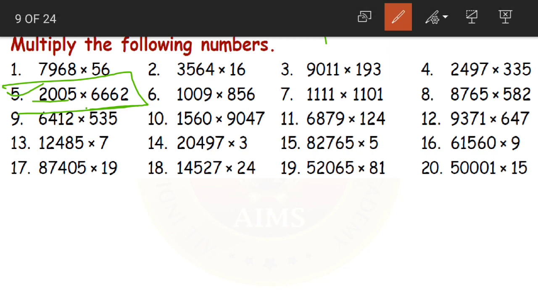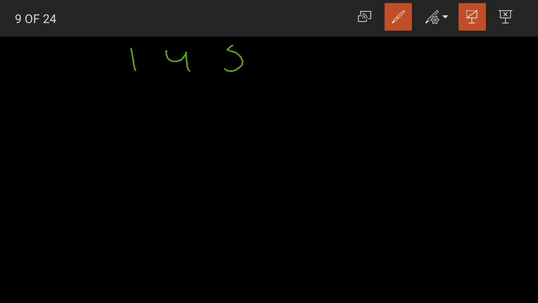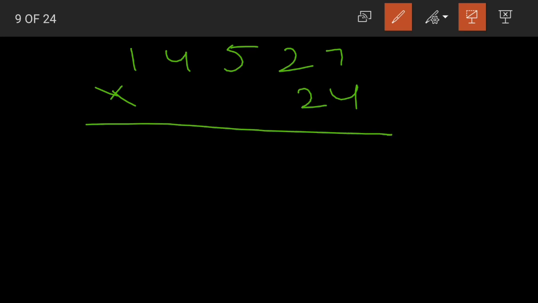Clear children? Now let me explain you another one as well. Let us take this: 14,527 into 24. Now this is a 5-digit number multiplied with a 2-digit number.